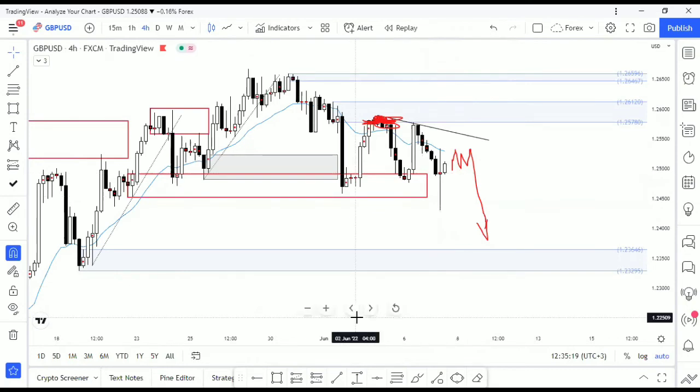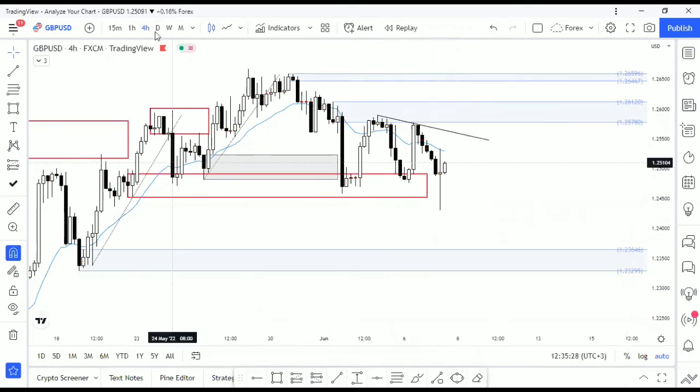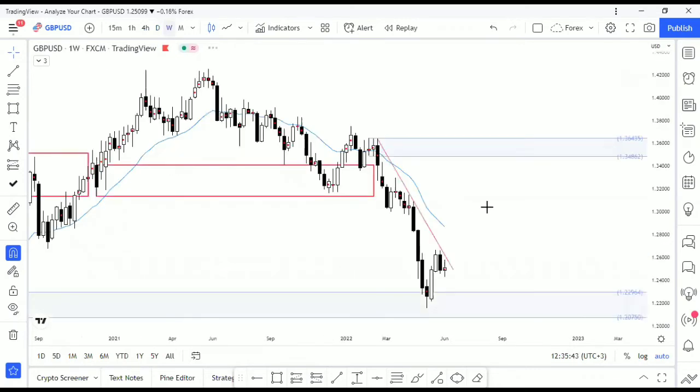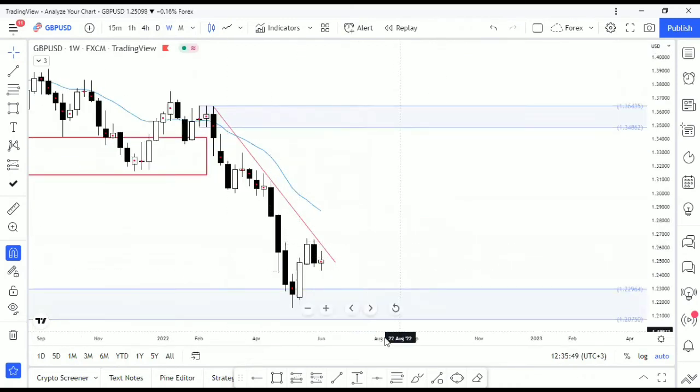This is GBPUSD, and my bias is also bearish due to the strength of the US dollar. USD strength seems to be very strong, so I'll be looking for selling opportunities only. Though we don't have a good price action on the daily time frame, on the weekly time frame you can see here we have a very strong downtrend, and the trend line around this level managed to reject price from pushing to the upside.